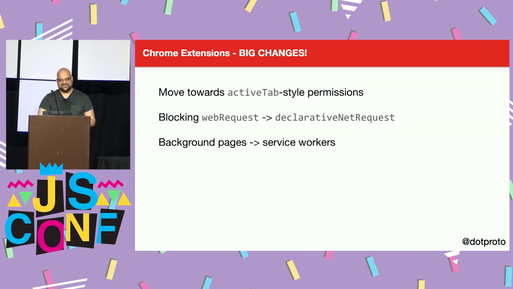And finally, we're replacing, oh wait, there's a fourth one. We're replacing background pages with service workers, and that's going to have some impact on how extensions are architected and how they approach the job that they're doing. And finally, we're removing the ability to run remotely hosted code through a combination of platform API level changes and Chrome Web Store policy changes.